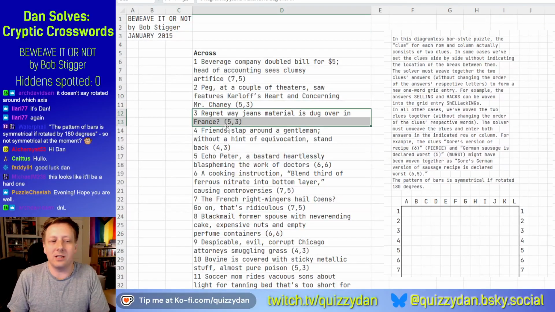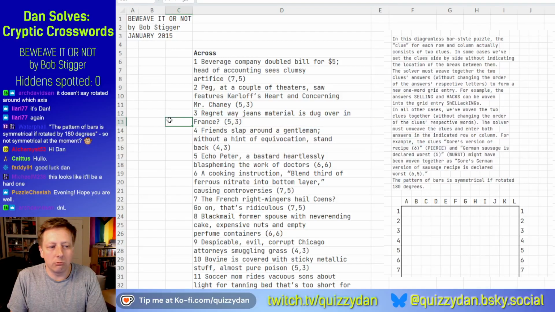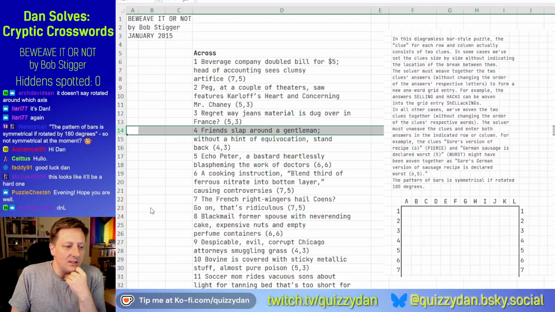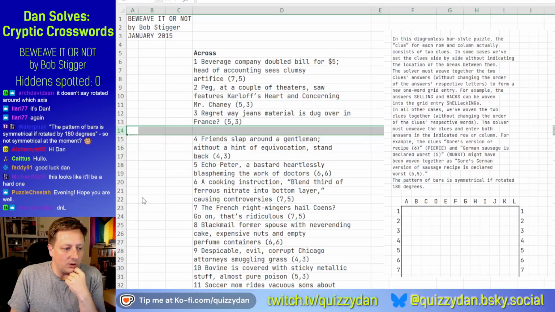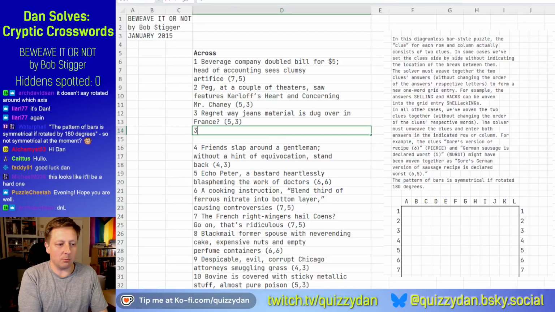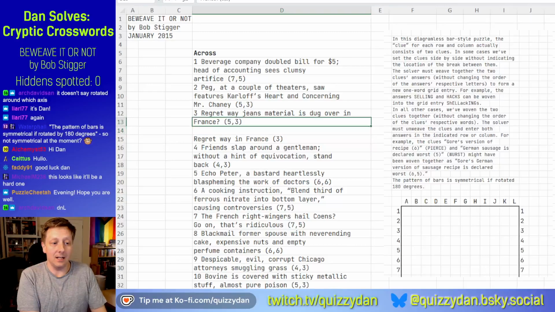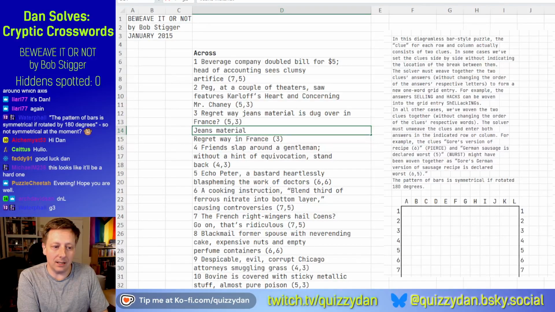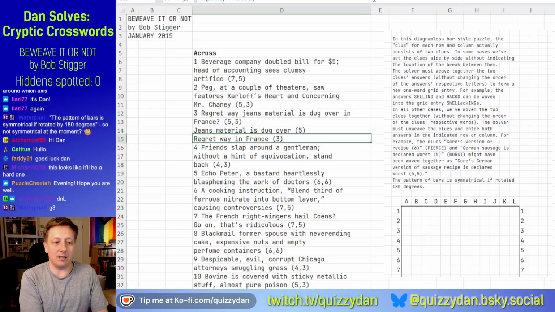The one that I can spot is this 3 across. Regret way jeans material is dug over in France. Now, I am going to be inserting a lot of columns and a lot of rows in this one, because I think this one would be regret way in France for a 3, so actually that will go here, and then jeans material is dug over. Those are all the other words, and that's 5, because I can separate out those 2 clues.